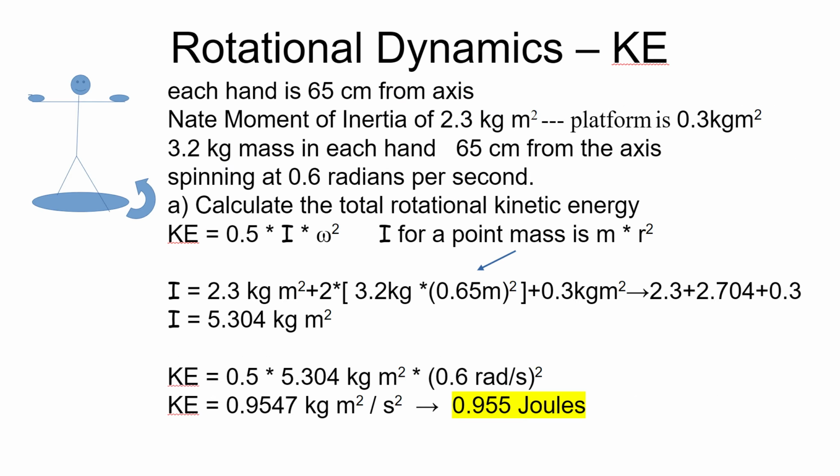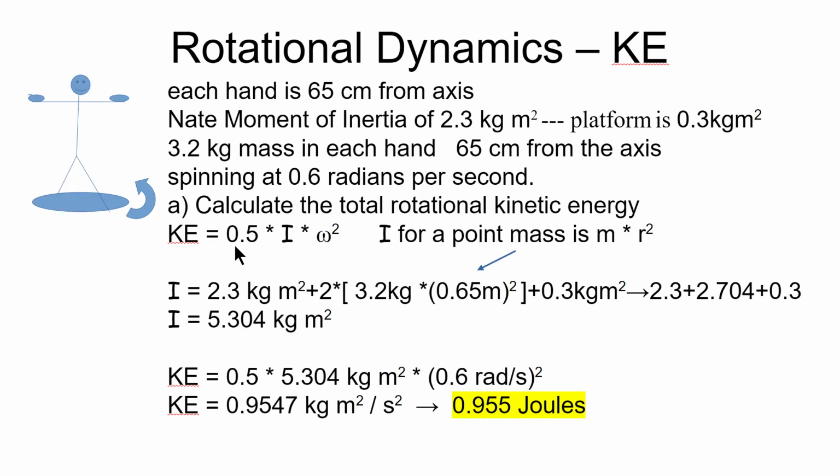So first, the rotational kinetic energy. I'm summarizing here the data from the description of the problem, making a little sketch of the situation. These little blobs are the masses in Nate's hands that are 65 centimeters away from the axis of rotation. To calculate rotational kinetic energy, it's 1/2 I omega squared.